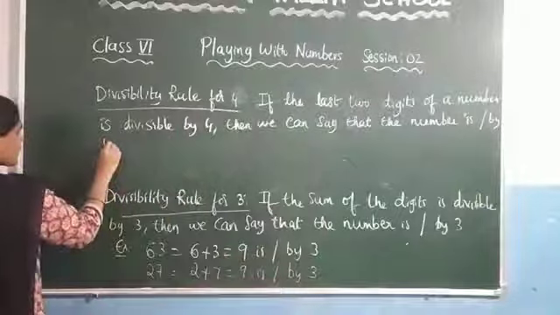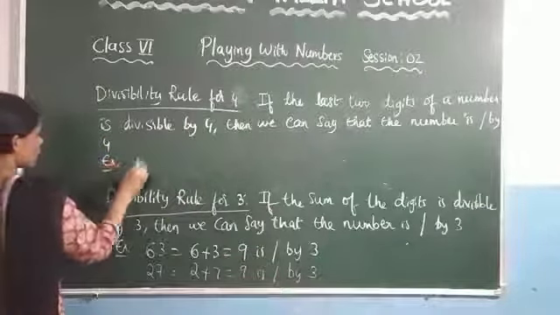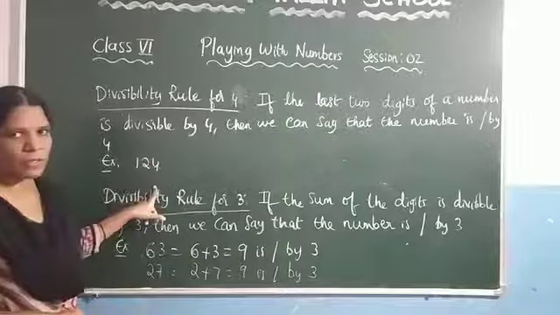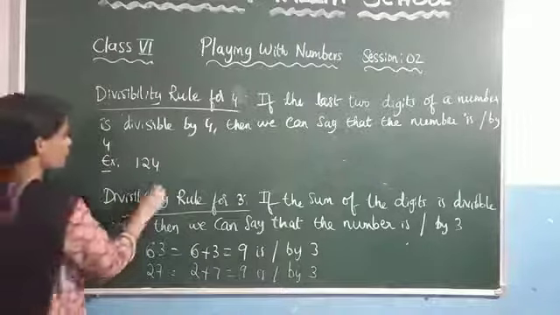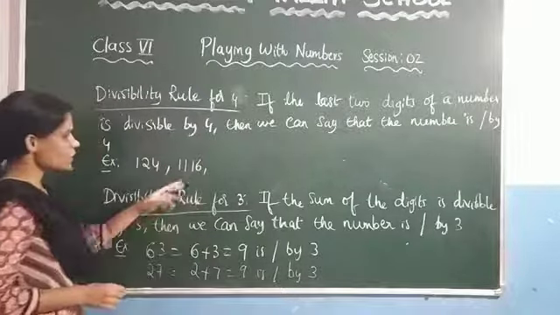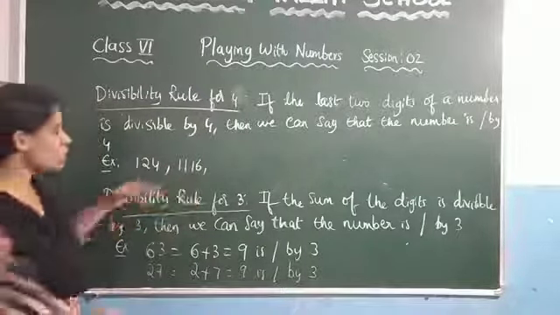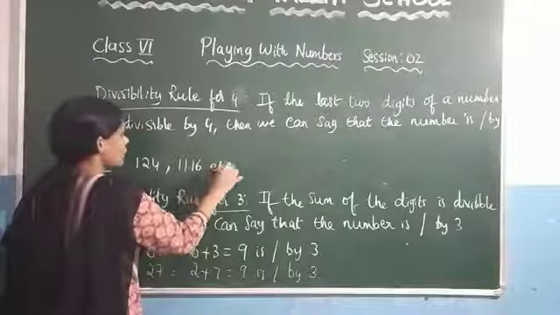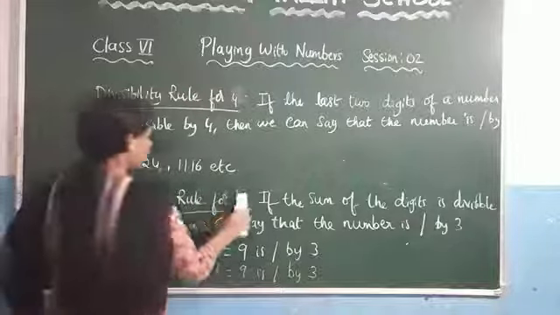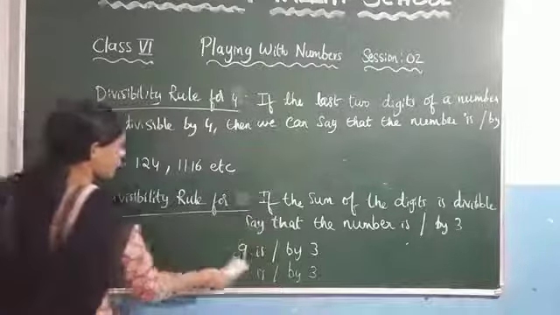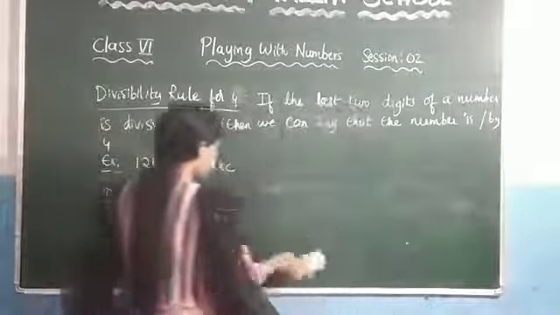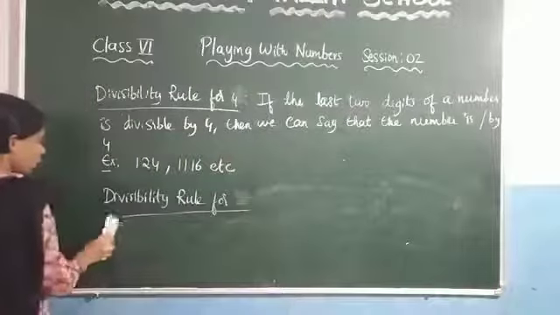So, what are the examples? You can consider here 124, and here since 24 is divisible by 4, you can say that this number is divisible by 4. Similarly, you can consider 1116, you know that 16 is divisible by 4. So, these are the examples for the divisibility rule for 4. Now, you need to write here the divisibility rule for 5. What it states is that the unit digit should be either 0 or 5.